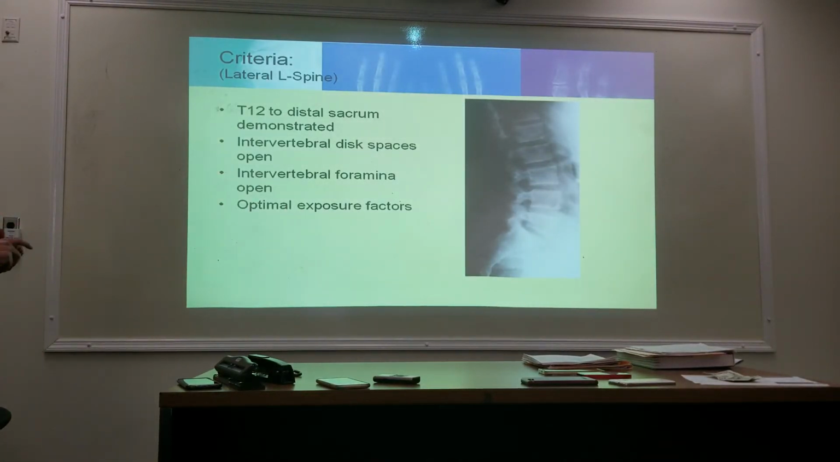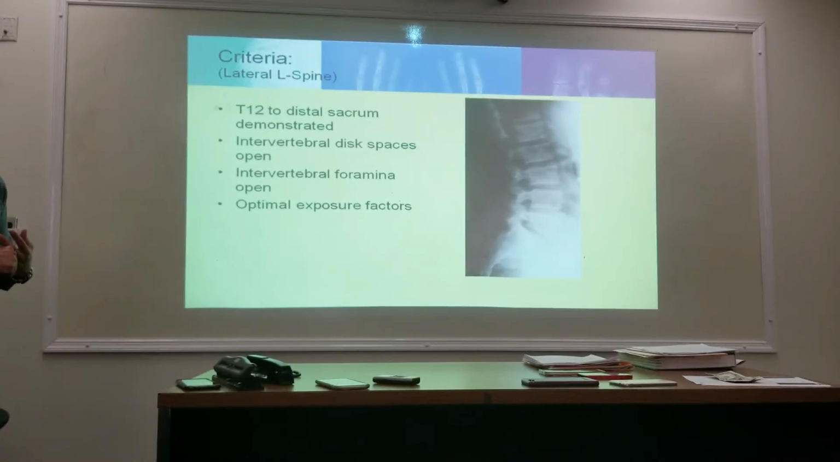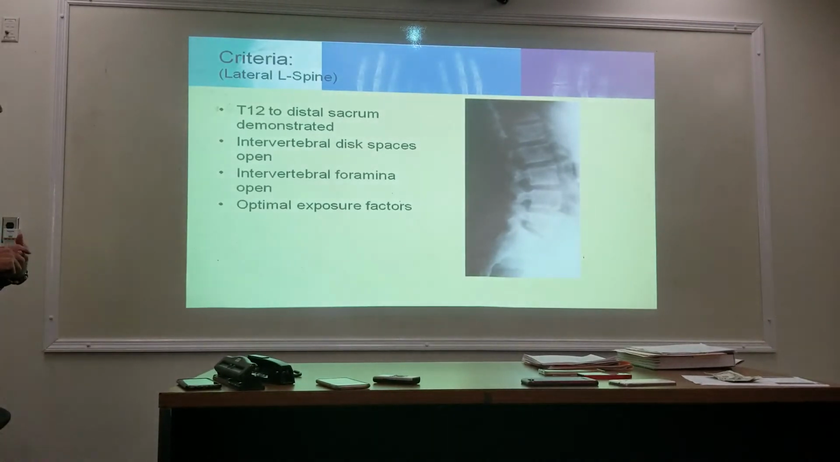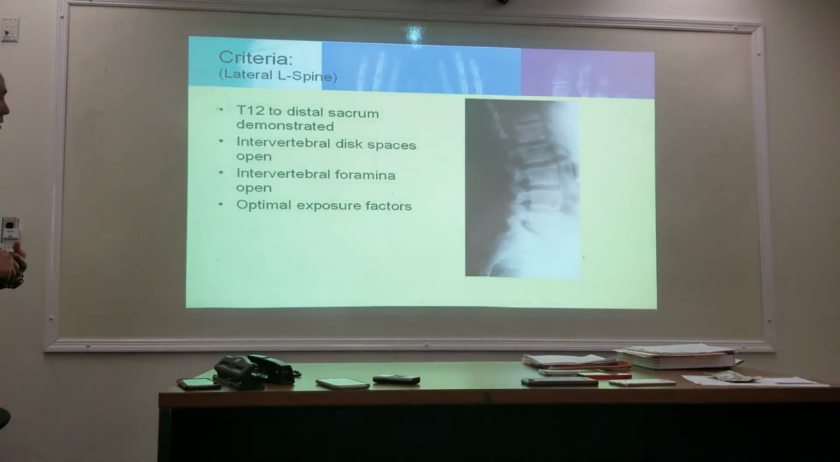So T12 all the way down to the distal sacrum should be demonstrated. Intervertebral discs should be open. In a lateral, there is a lot of scatter radiation, so again, if you do have one of those lead strips, use it. If not, collimation is very important to make sure that you maintain that high contrast, minimizing scatter radiation. It's a good demonstration for the disc spaces as well as the intervertebral foramina.